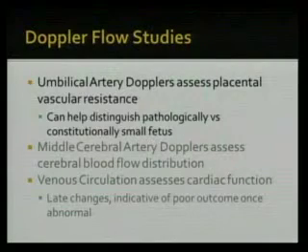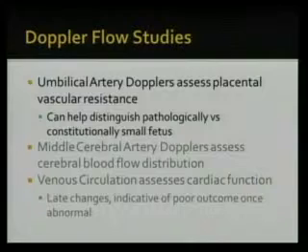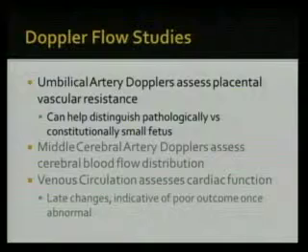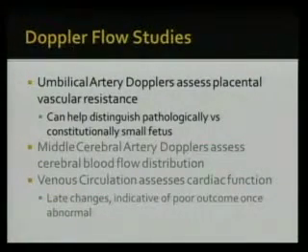So I'll touch on Dopplers. The studies that are out there are looking at mainly umbilical artery Dopplers, middle cerebral artery Dopplers, and the venous circulation. Those are the three categories that we look at when we're talking about Doppler studies. The umbilical artery Dopplers assess the placental vascular resistance. And we'll talk more about that, but they can help distinguish a pathologically small from a constitutionally small fetus. So this is a very useful tool that we have in our toolbox.